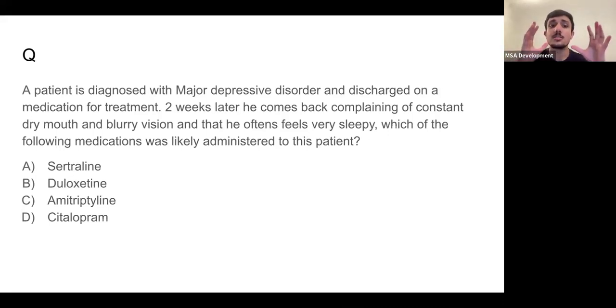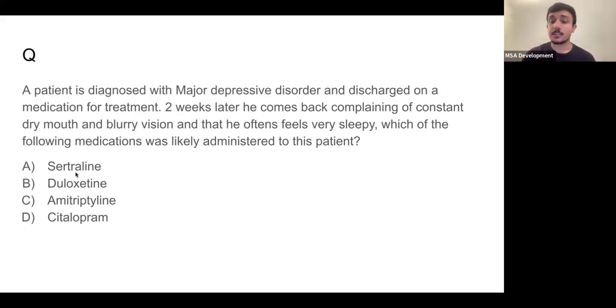Patient. He's depressed, given medication. He comes back with dry mouth and blurry vision. He feels very sleepy. What do these make you think of? Dry mouth, blurry vision. What did I tell you? Anticholinergic side effects. Okay, feels very sleepy. So which of the medications was likely administered? Okay, if you don't know the specific drug, what is the class? Because I literally just mentioned the class of drugs. It is the tricyclic antidepressants. What is A? Sertraline.